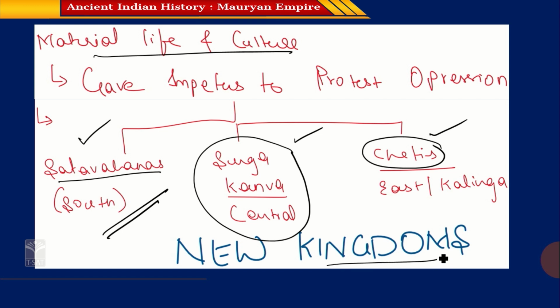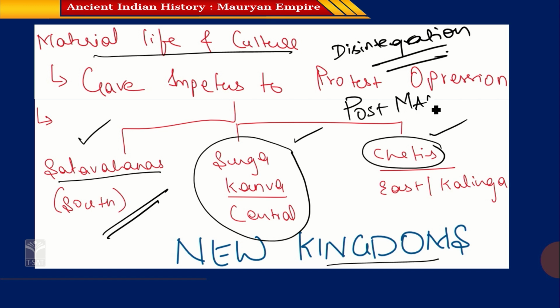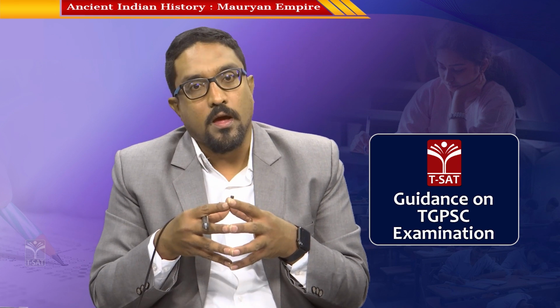This period after the end of the Mauryas is where we see the beginning of disintegration of the kingdoms in India, and also the beginning of post-Mauryan dynasties. The post-Mauryan dynasties, which we will see in the next video, actually contribute substantially to the development of a heterogeneous society in India.